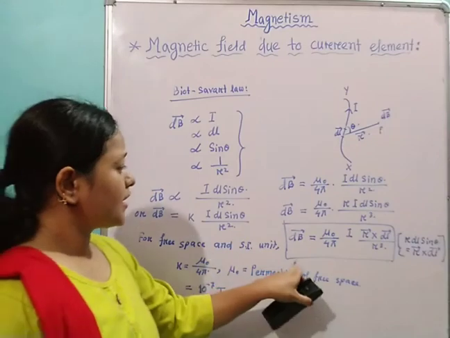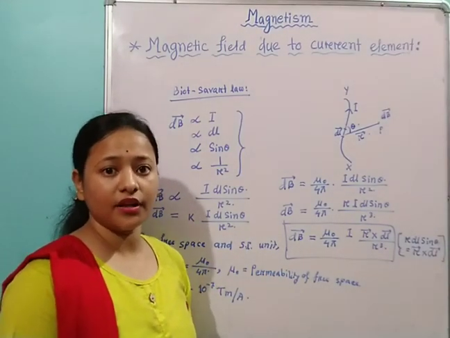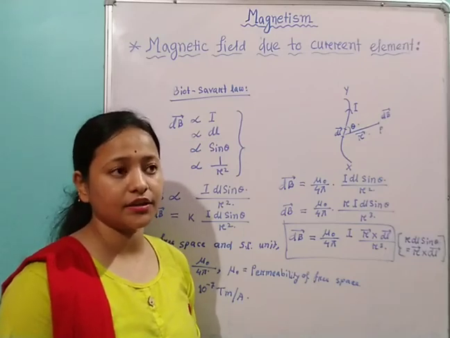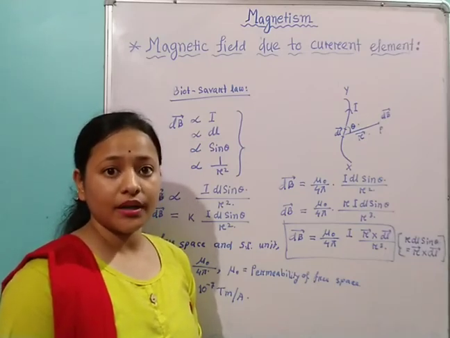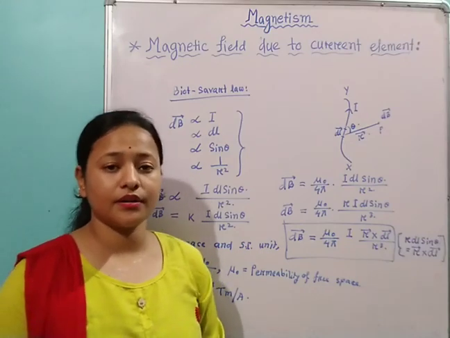So using this expression, we can find the magnetic field of a straight current carrying conductor or a circular current loop, etc. So there are so many applications of the Biot-Savart law.